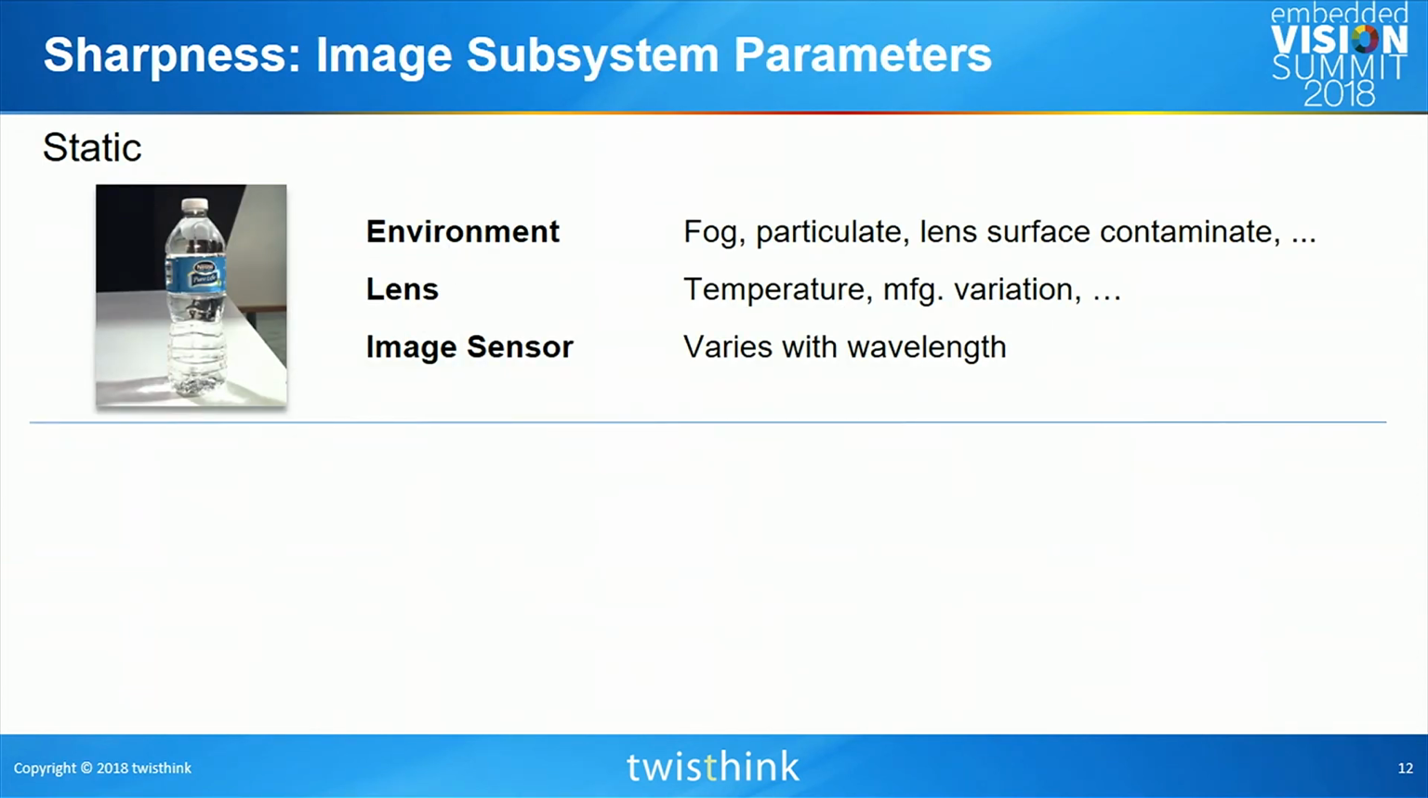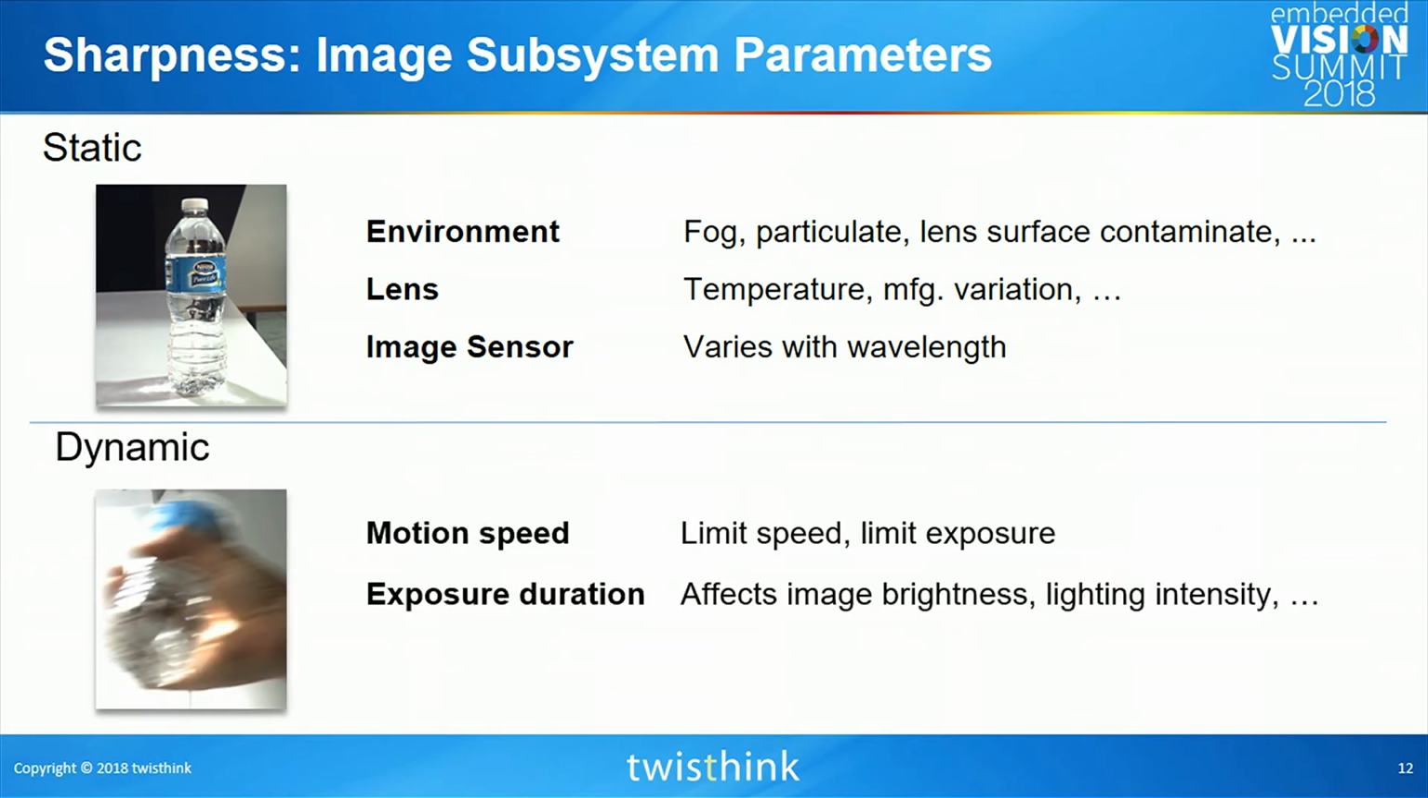Driving those into the imaging subsystem parameters is often complex because there are just so many parameters that go into this and are affected by it. So the way that we deal with that is we split it into two scenarios. The static case, which includes no blur, no motion, and then the dynamic case, which is all about motion. In the static case, there are three primary influencers: the environment, the lens, and the image sensor.